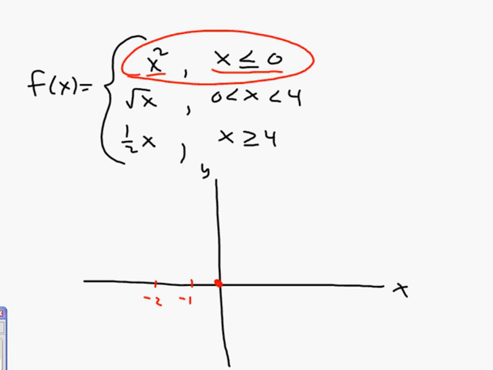If you plug -1 in there, (-1) squared is 1. So this will go through the point (-1, 1). And then (-2) squared is 4.